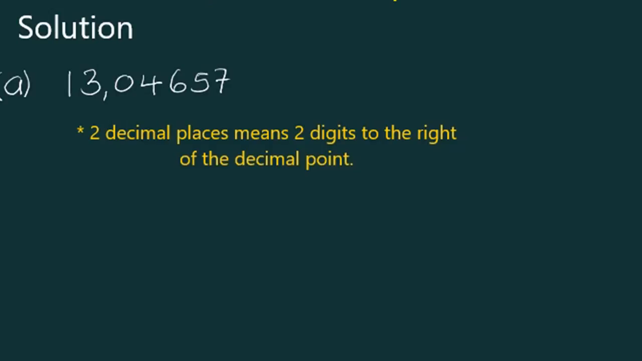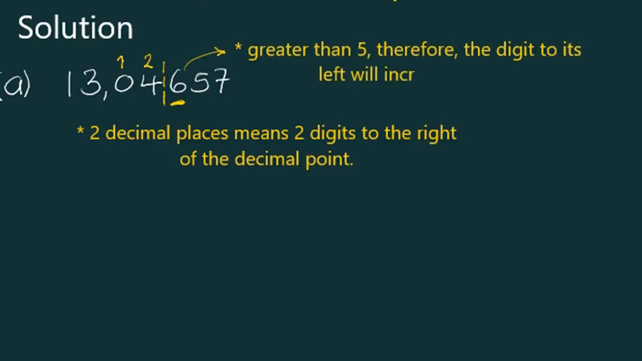So we are looking at our decimal 13.04657 and we count 2 digits to the right of the decimal point. So that is 1, 2, and we break it from there, and we are looking at the digit that is just after the second digit, which is 6, to see if it will change our 4. So you see here that 6 is greater than 5, and therefore the digit which is left will have to increase by 1, right? Remember we talked about that when we were talking about significant figures. So this will mean that our solution will come out as 13.05. So that's the solution to part A.